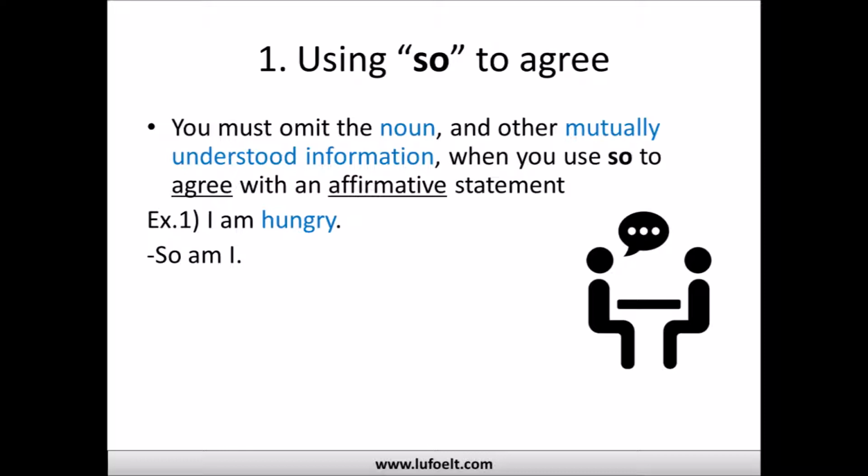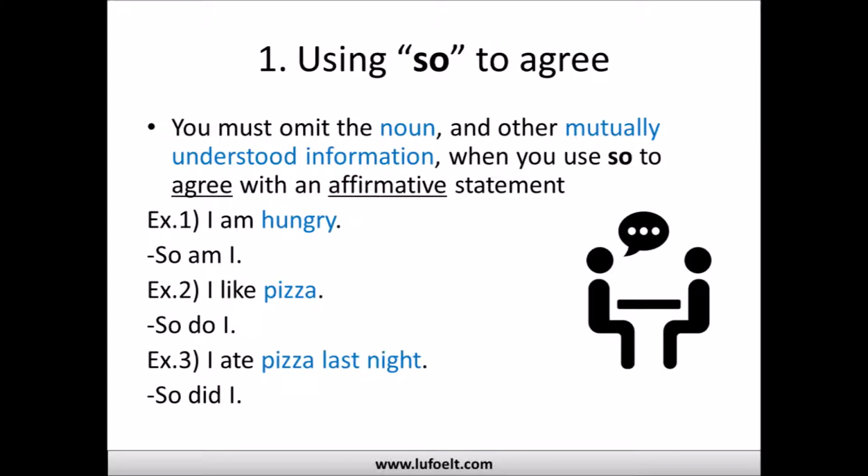We get rid of that noun there. All right, so you omit the noun. All right, here's another example. I like pizza. So when we want to agree with this using so, we say, so do I. We don't say, so do I like pizza. You can get rid of that.